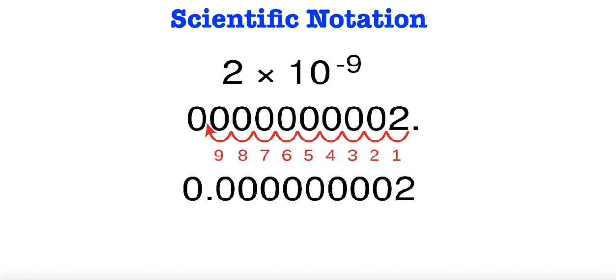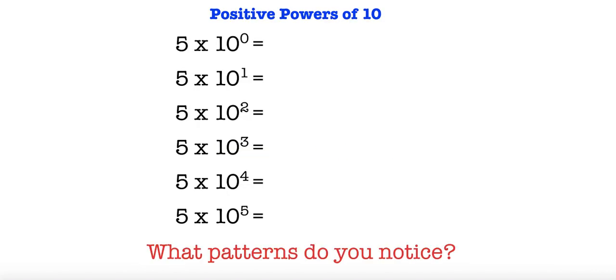Scientific notation is a way for us to represent very large or very small numbers. So we're going to go through some examples first of scientific notation and see if we could find any patterns. Here I have 5 multiplied by different powers of 10. These are all representations of scientific notation that I'm now going to change into standard form.